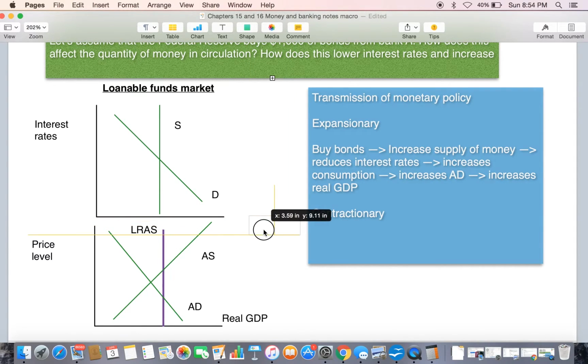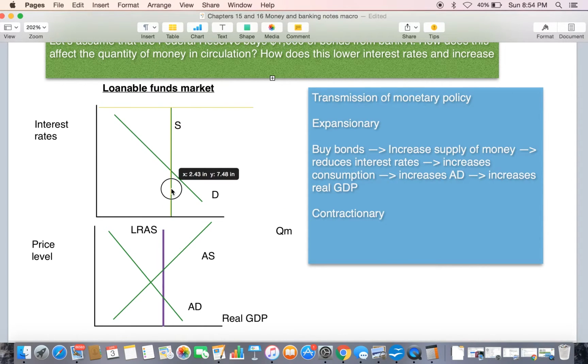One thing we notice is that, I'm just trying to put quantity of money down here. Quantity of money is on the x-axis here. So when the Fed increases the supply of loanable funds or money, then we see that interest rates fall. When they decrease the supply of loanable funds or money, we see that interest rates rise.